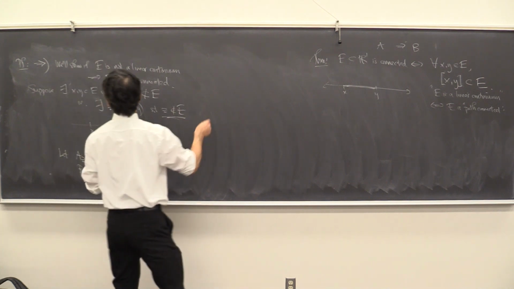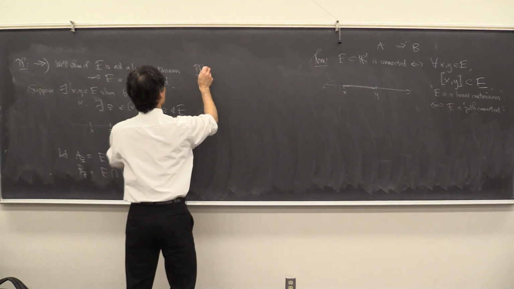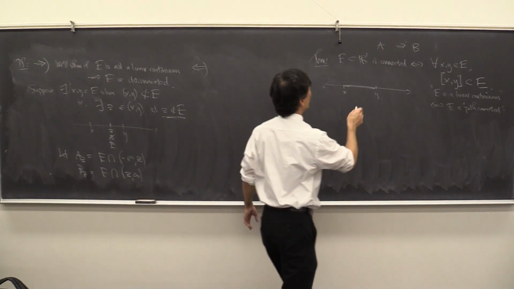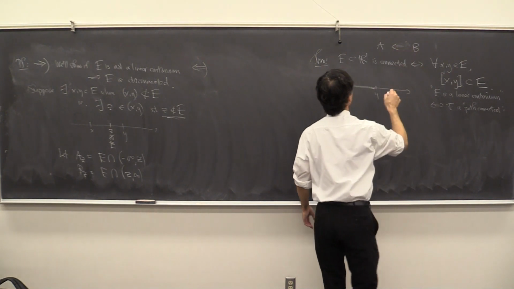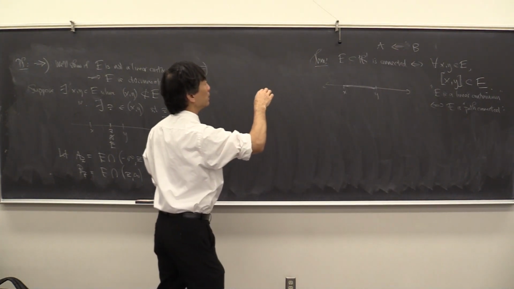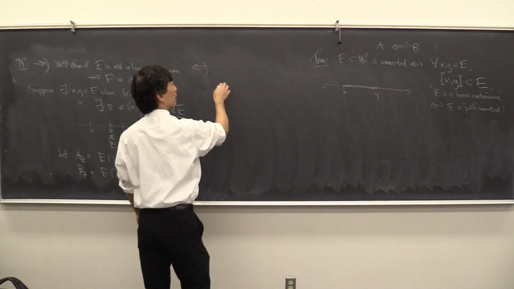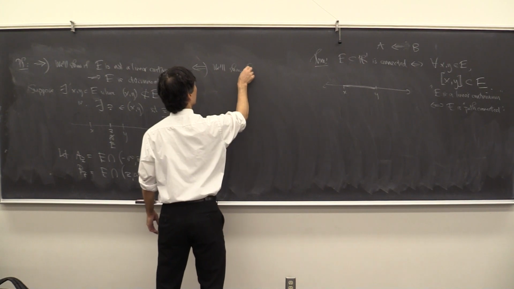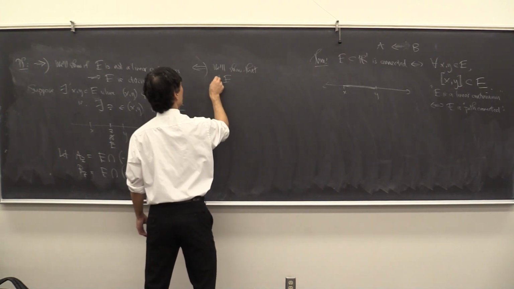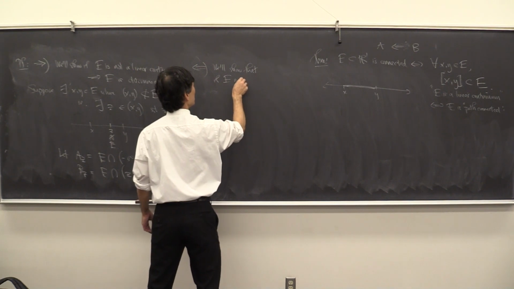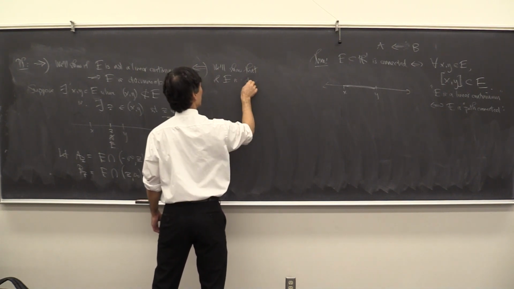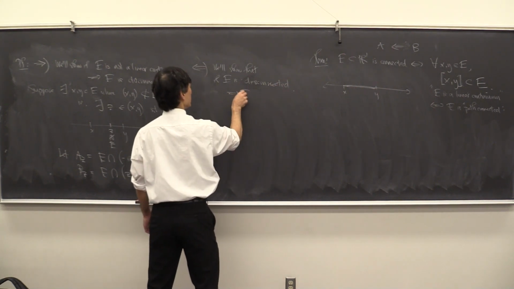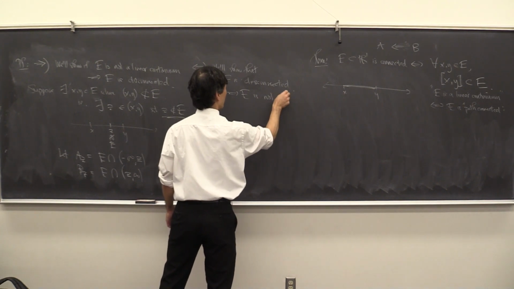The harder direction is the reverse, and it's not too bad. Again, we'll do it by contraposition. We're trying to show B implies A, so we'll show that not A implies not B. We'll show that if E is separated, that is, if E is disconnected, then E is not a linear continuum.